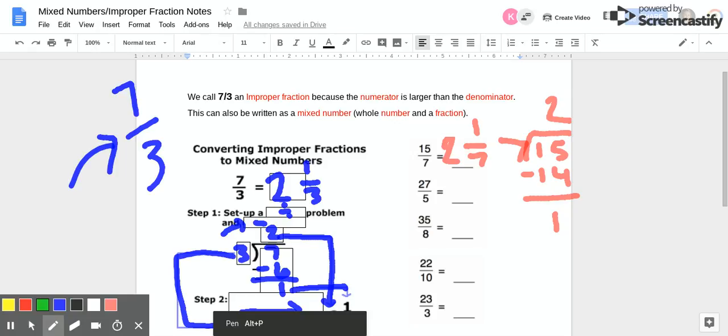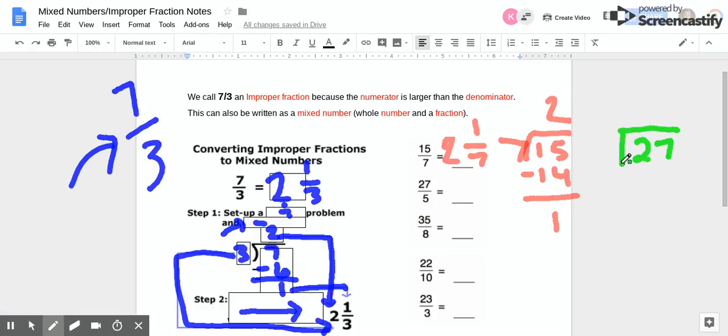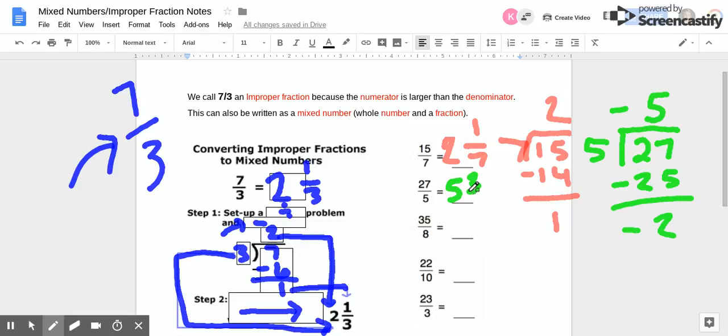Next one, 27/5. So if I take 27 and divide it by 5, 5 can go into 27 5 whole times, which would be 25. So subtract 25. Your remainder is 2. All right, so this 5 right here is your whole number. This 2 is your numerator, and then the other 5 is your denominator. Your denominator stays the same, basically.